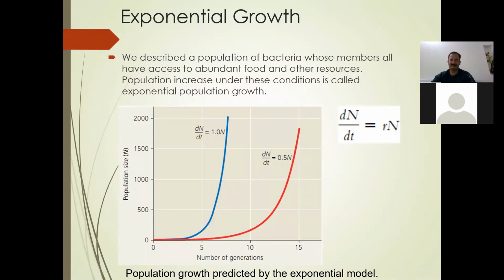So in this graph, you can observe the blue line that is showing the rate of change within the population. The first population curve indicates that after 5 generations, the growth of the population is at a maximum level. Whereas in the second curve, you can observe that it attains the growth level after the 15th generation. It means the value of R is 1, which is maximum, and in this case, the value of R is 0.5. So exponential growth only occurs when there are abundant food resources.